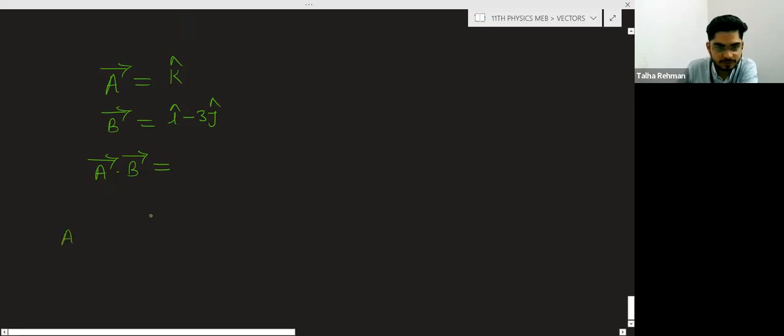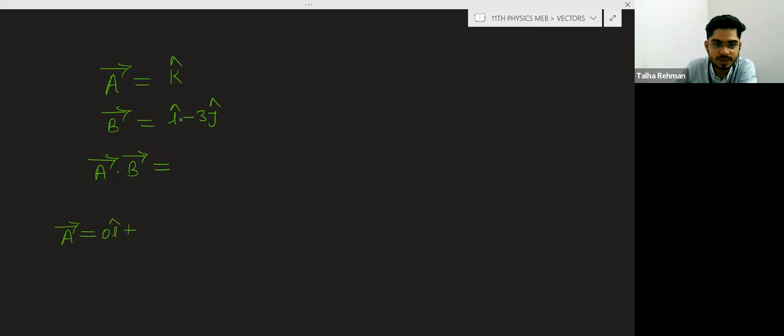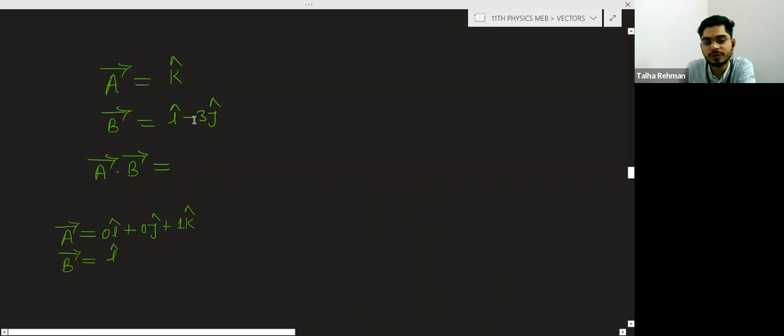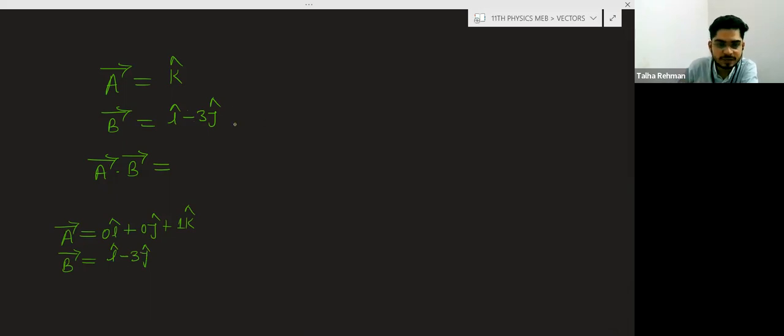So first take the A vector. Now focus on the screen. For the A vector, you can write 0 of I cap plus 0 of j cap, because here there is only k cap, plus 1 of k cap. Now for the B vector, you have I cap, so you write I cap here. J cap is also there, so you will write minus 3 of j cap. You do not have k cap in B, so you will write 0 k cap.